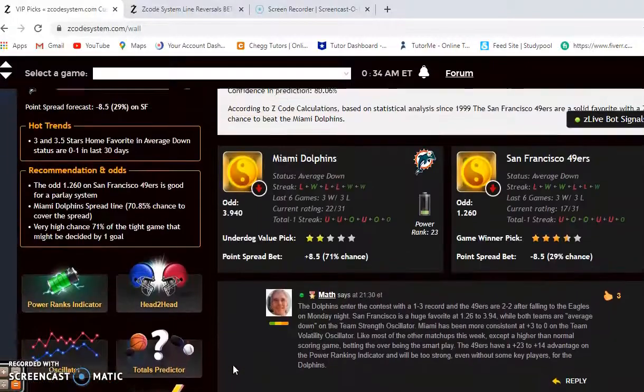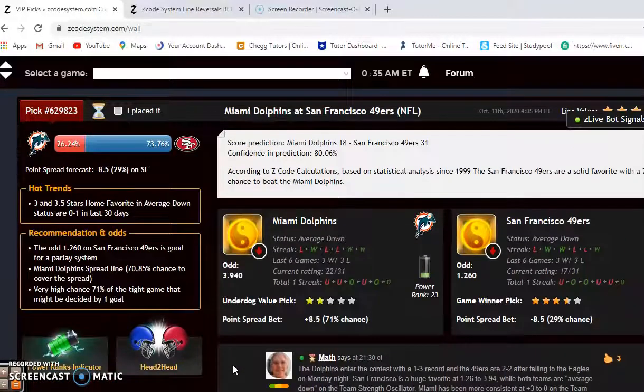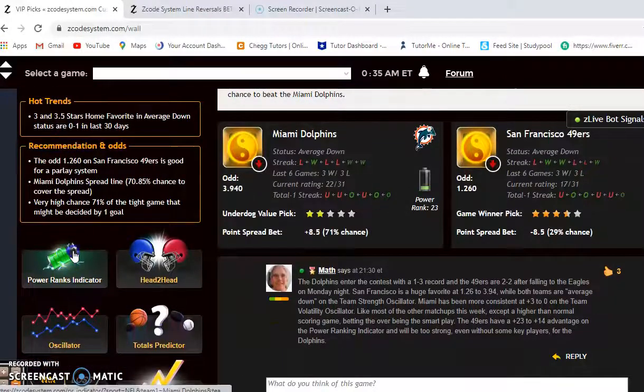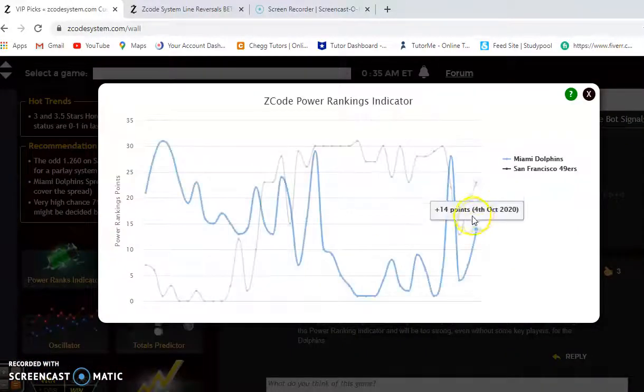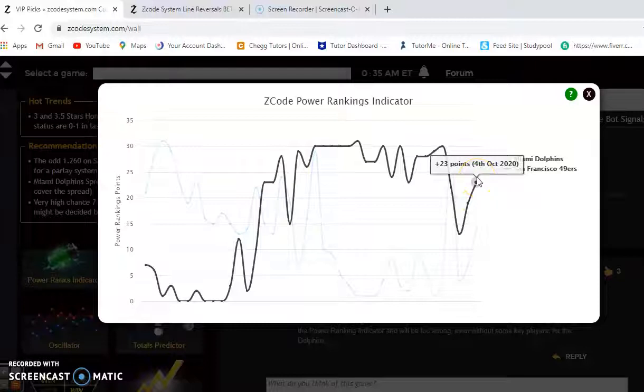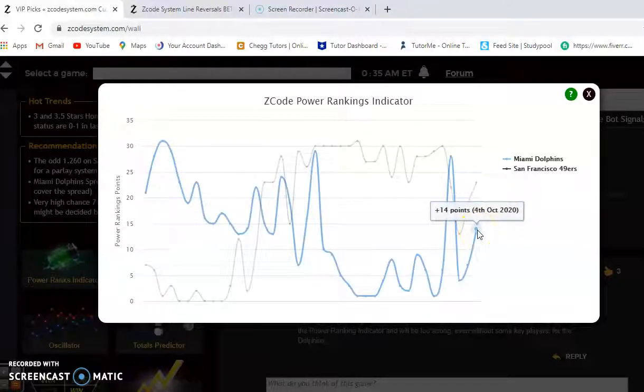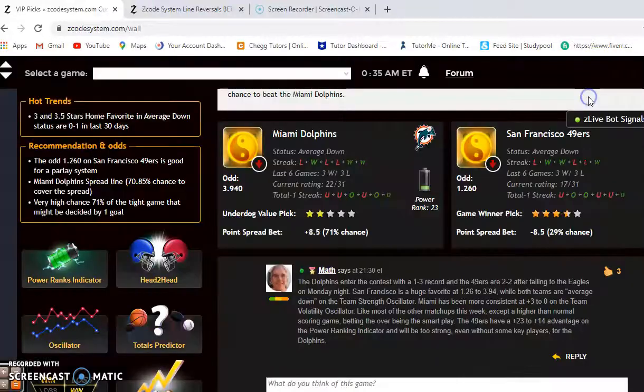And the over and under on this one is not being shown here yet, so we don't really have anything on the over under yet on this one. Look at the power ranking indicator. You see the 49ers are up to +23. The Dolphins are also on the rise, but they are at +14, so both teams going upward.